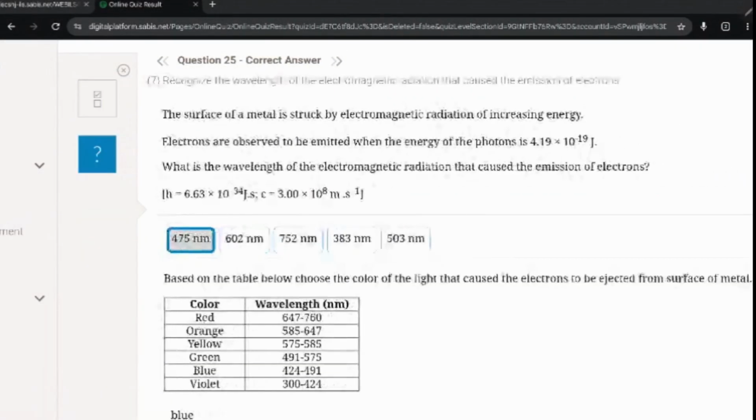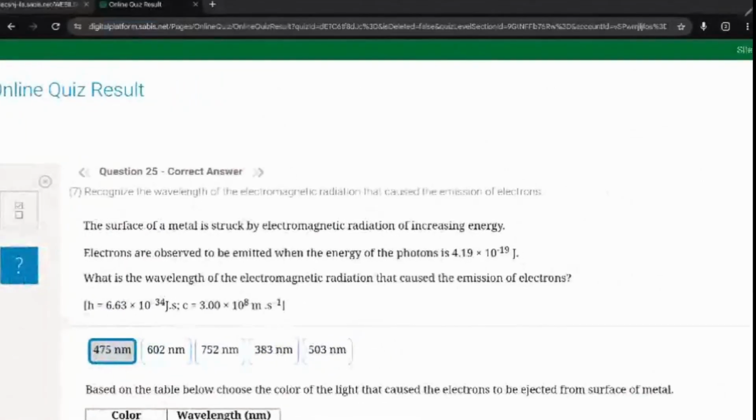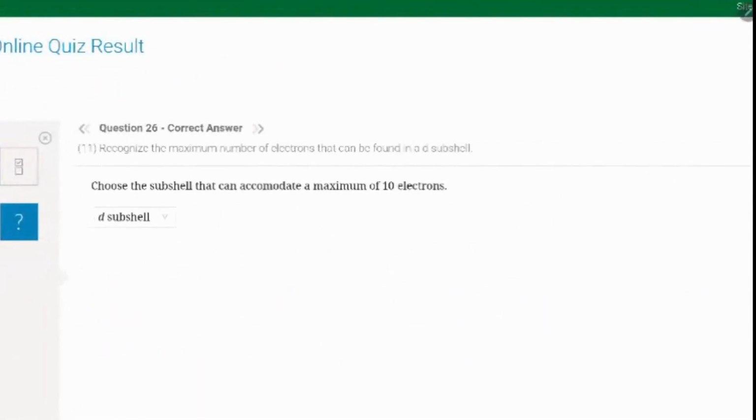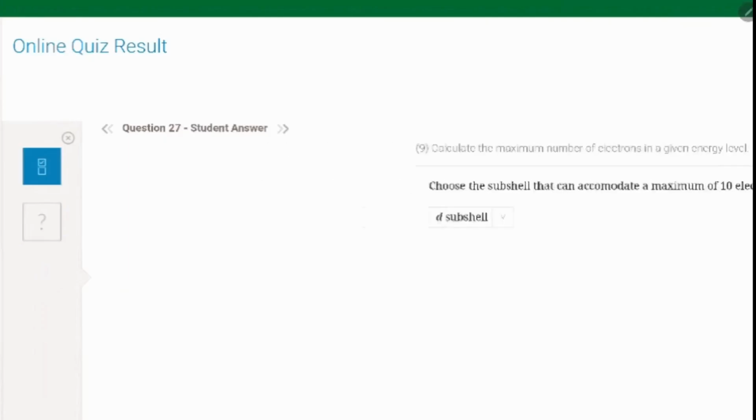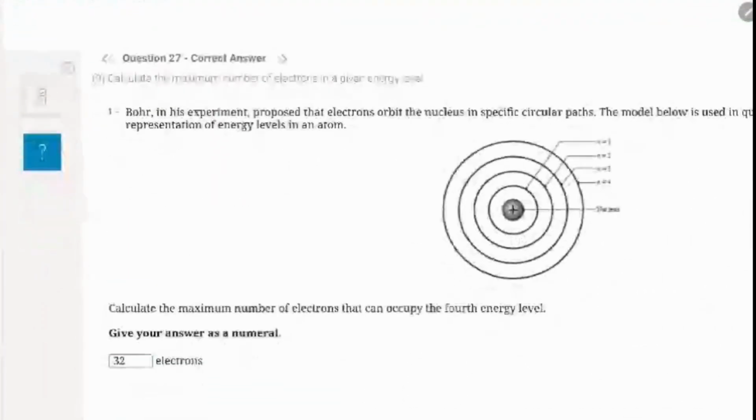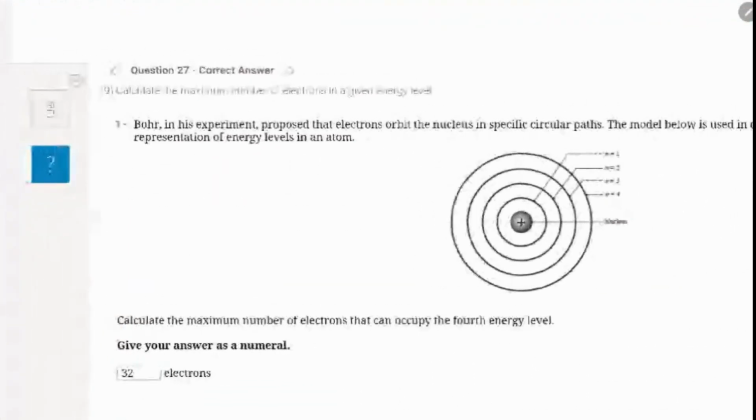Question 25. This is easy. Perfect. Okay, maximum of 10 electrons is D. Khalas, this is something you have to have memorized. Remember, S is 2, P is 6, D is 10, F is 14. I think in the exam they asked for F, if I'm not wrong. Okay, don't forget that. I forgot it.